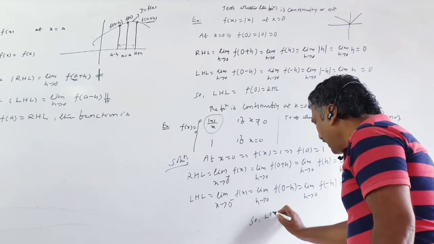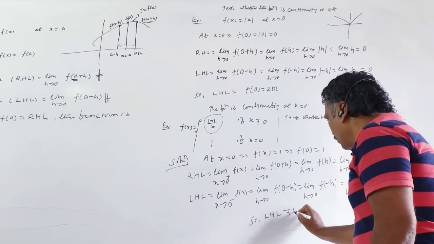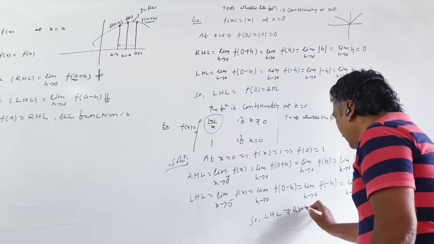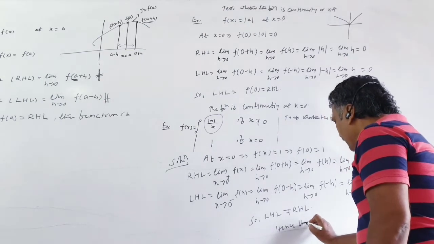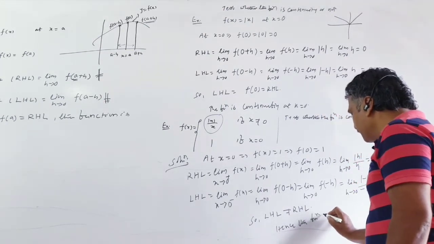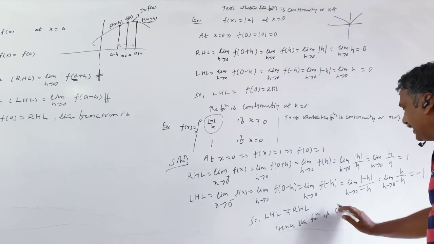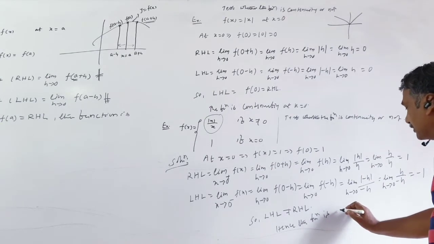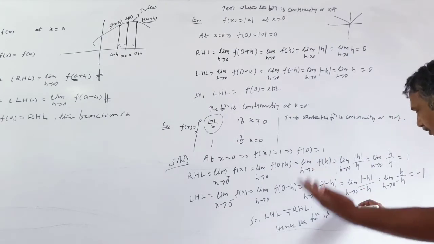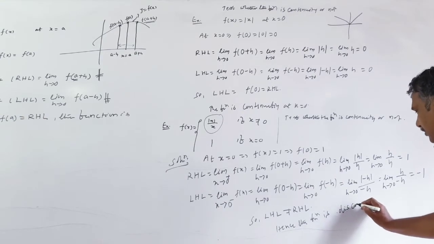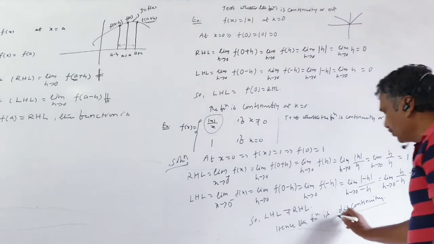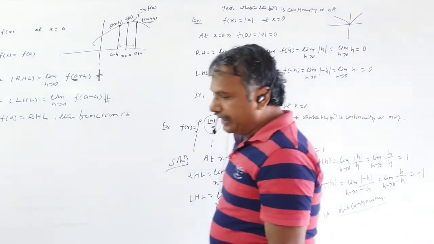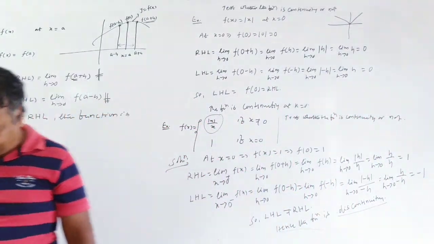So left hand limit is not equal to right hand limit. Hence the given function is discontinuous, or not continuous, or we write discontinuity. Okay. Now next example.